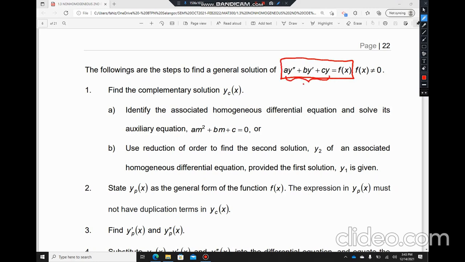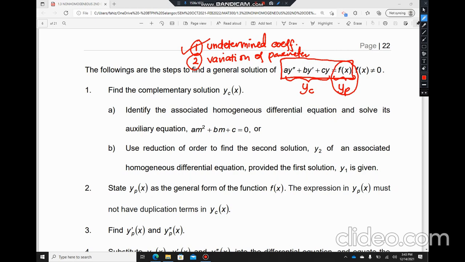So for this one we can find yc and yp. We have two methods here. The first method is called undetermined coefficient. Then method number 2 is variation of parameter. So let's look at method number 1 first, undetermined coefficient. Both methods can be used to solve the right hand side, or to find yp.